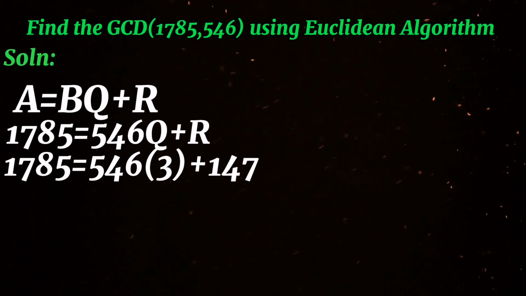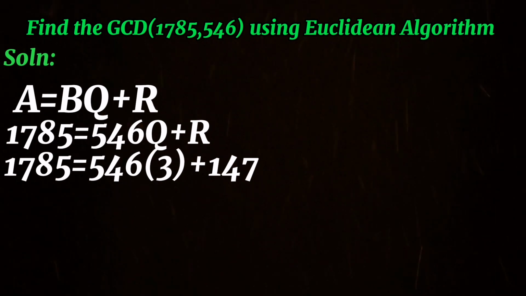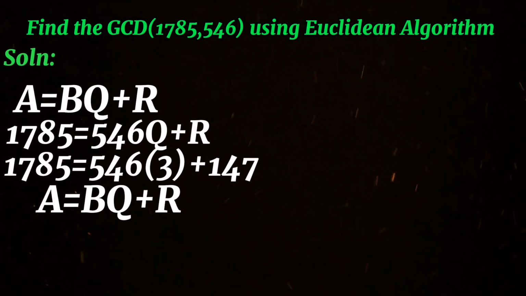As said in the previous example, our b from this question now, from this first equation, is going to become our a, while our r is going to become our new b.